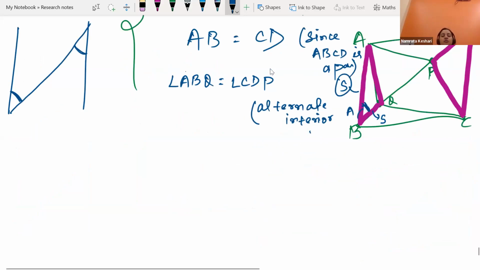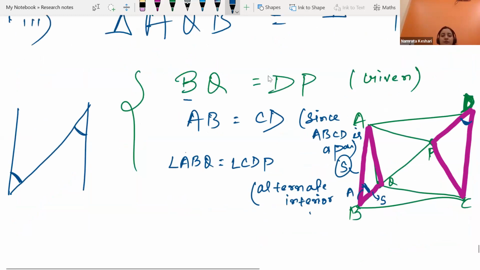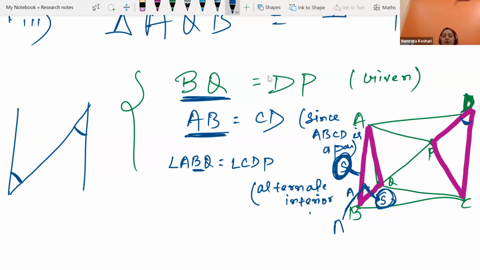Because check which sides you have used. I have used side BQ, so I'm writing S over here. I have used side AB also, so I'm again making an arrow and writing S over here. And I have used angle B, so I'm making an arrow and writing angle. Now if you follow the sequence side, angle, side, these two triangles are congruent by SAS criteria.